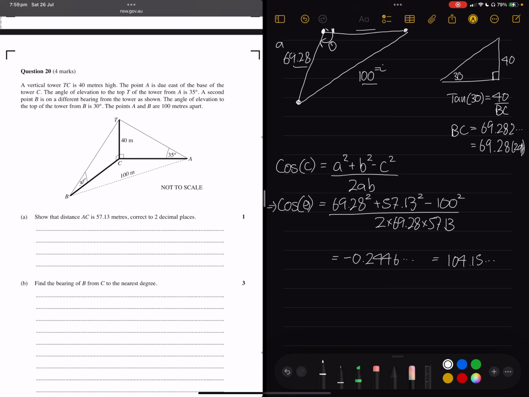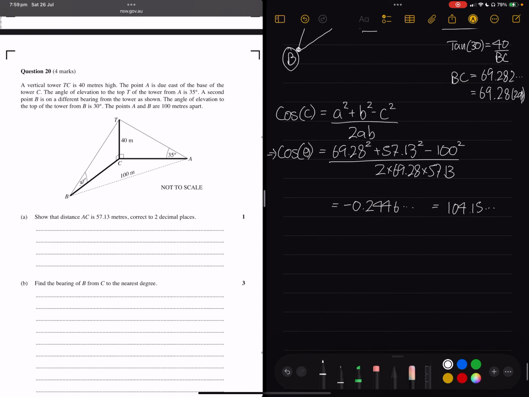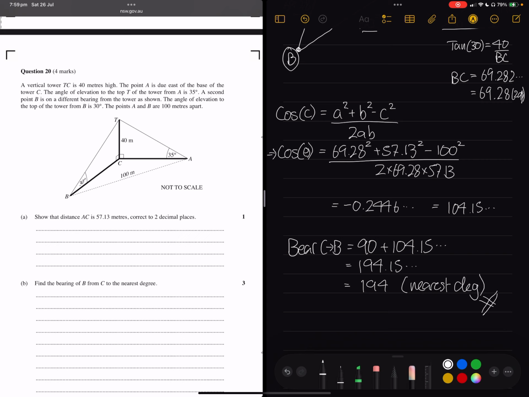104.15 dot dot dot. So the bearing in question from C to B, given that C is here and B is here, is 90 plus theta. The bearing from C to B is equal to 90, the right angle, plus the angle we just calculated, 104.15. This ends up being 194.15 dot dot dot. The question says nearest degree, so this is 194 to the nearest degree. And this is the answer to question 20.